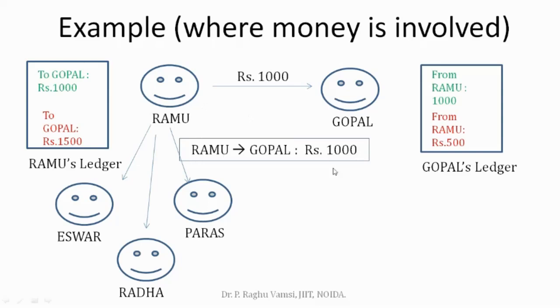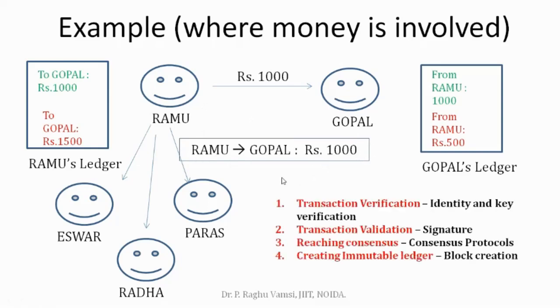I hope by this time you have come to know this is the general way of doing it, but how can it be done in the real world? This particular transaction has to be verified. In order to verify this transaction, first of all, the identity of Ramu and Gopal should be verified, and also the keys of Ramu and Gopal, because this transaction has to be encrypted so that no other person other than Ishwar, Paras, and Radha should view this particular transaction. So for that, we are supposed to do the key verification and also the identity verification of Ramu and Gopal.